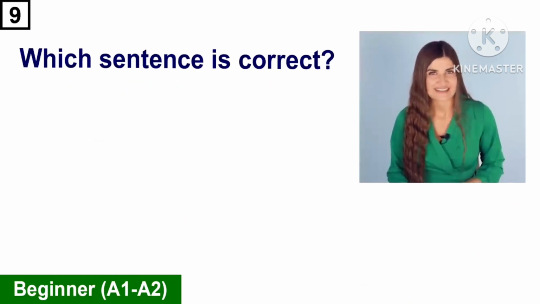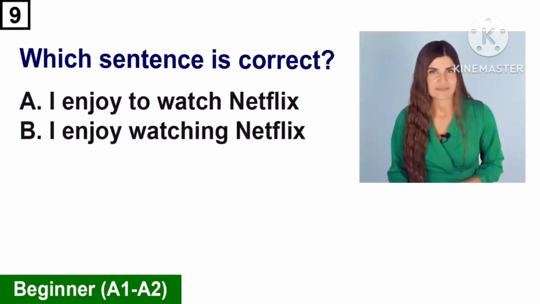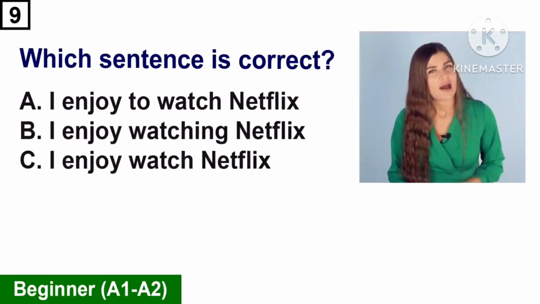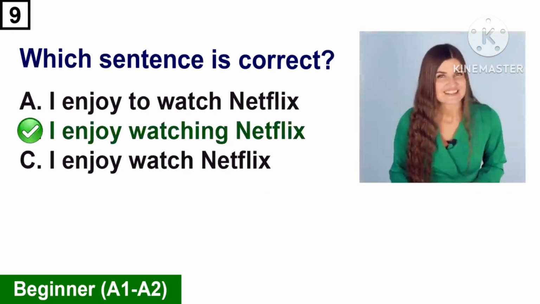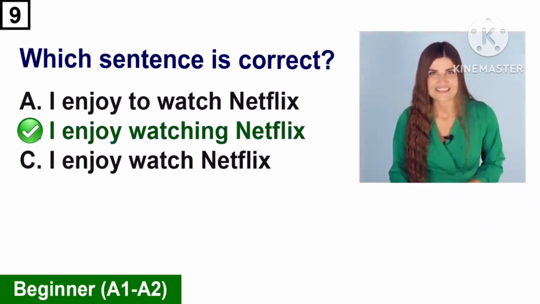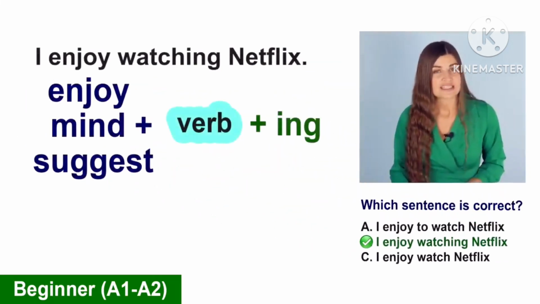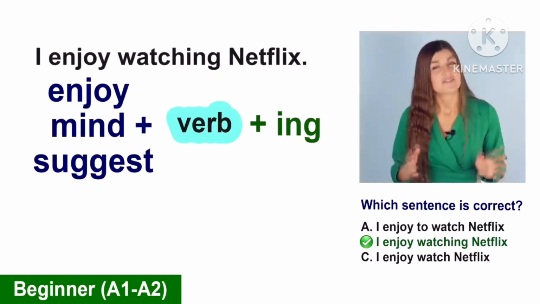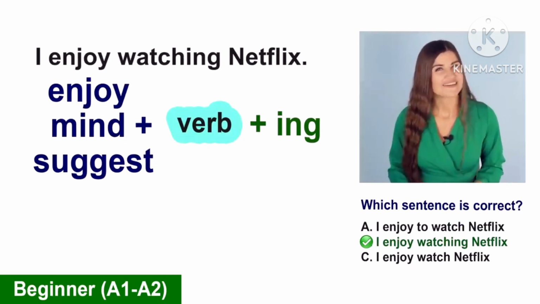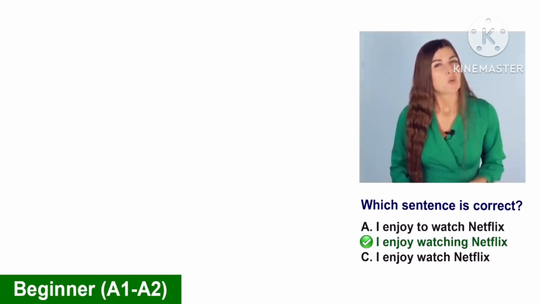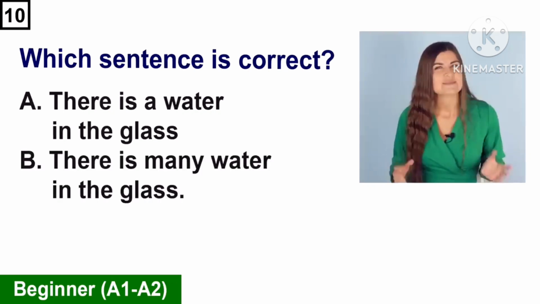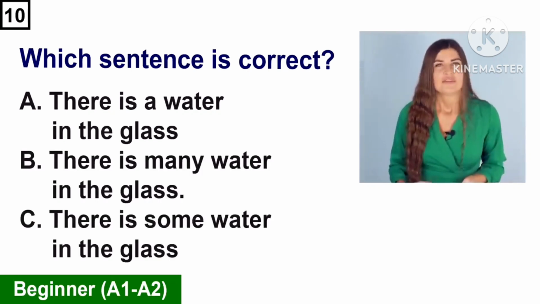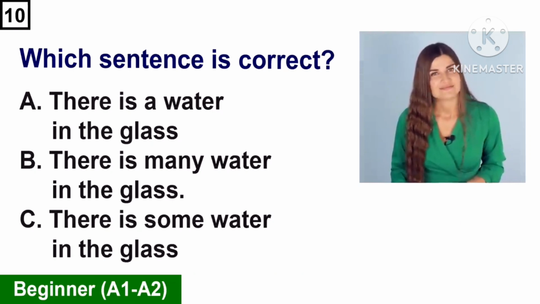Which sentence is correct? I enjoy to watch Netflix. I enjoy watching Netflix. I enjoy watch Netflix. The correct answer is I enjoy watching Netflix. After verbs enjoy, mind, and suggest, we always use verb plus ing form. Now the last question of the beginner level. Which sentence is correct? There is a water in the glass. There is many water in the glass. There is some water in the glass.